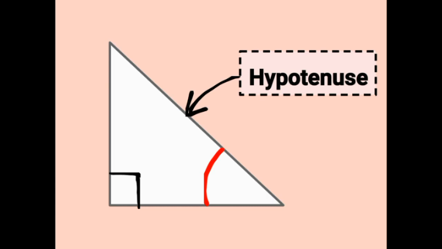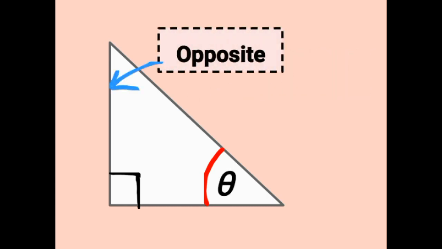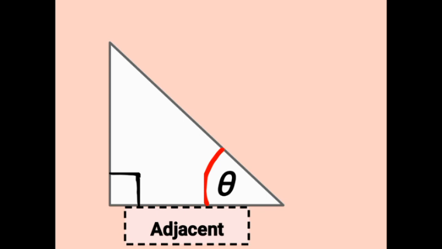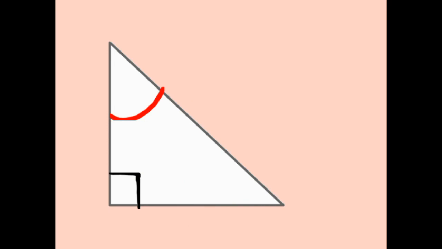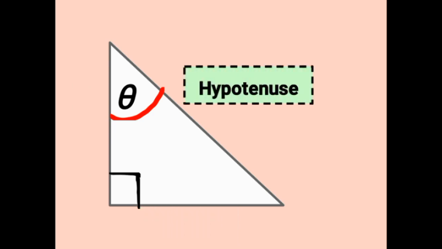So if we label this angle as theta, the opposite side of this angle is this side. The opposite side is the one across from a given angle. Now, this is the adjacent side if we look from this angle. An adjacent side is next to a given angle. If we look from this angle, this is the adjacent and this is the opposite side and this is the hypotenuse.